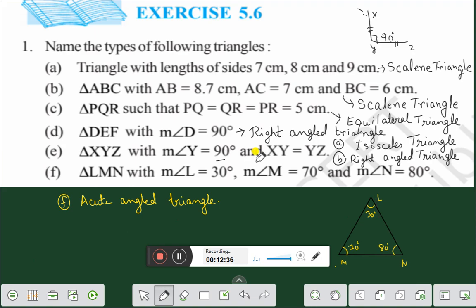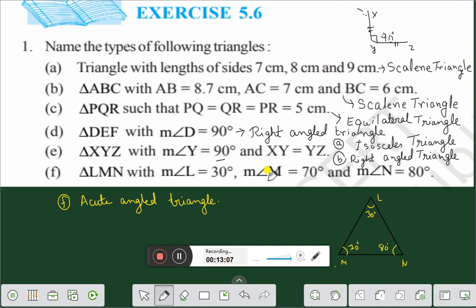XYZ with measure of angle Y equal to 90 degree and XY equal to YZ. Here you see that we can name this triangle based on side and also based on angle. According to side, two sides are the same, XY equal to YZ. Therefore, you can say that it is an isosceles triangle. And according to naming of triangles based on angles, one angle is 90 degree, therefore you can say it is a right angled triangle.